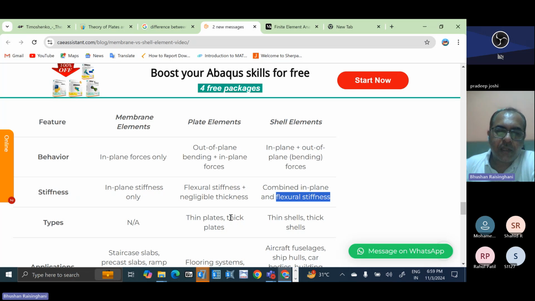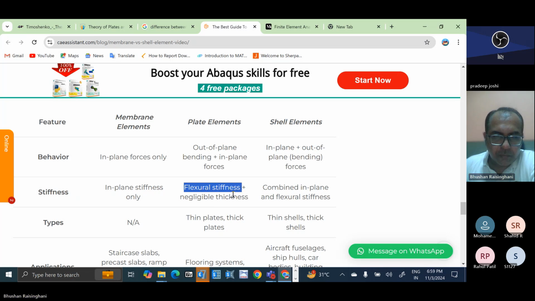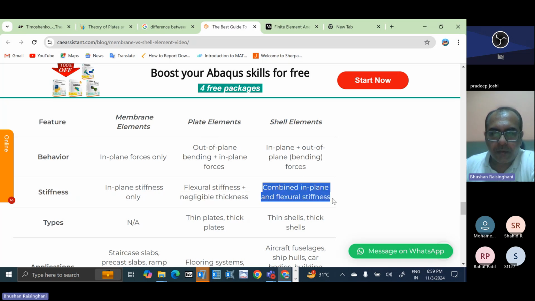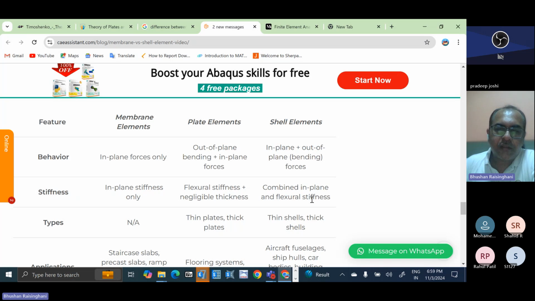So many times you will see that thin shells are modeled as plates because they have flexural stiffness, but their thickness is not considered. So it is a 2D element. Shell element on the same part is not a 2D element. It has some shear consideration into it. It is a 3D element, but it may be thin or thick. So shear stress will dominate or not dominate in the shell element, but it is a 3D element and plate is a 2D element.